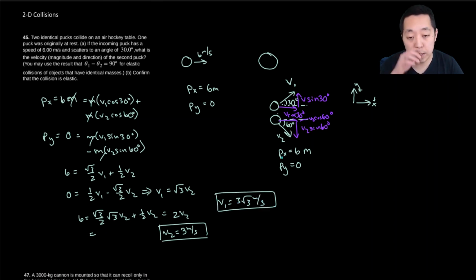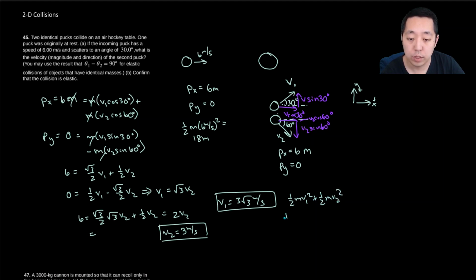Okay. Now to demonstrate that this is elastic, the energy must be equal, right? So the initial energy was 1/2 times m times 6 meters per second squared. That's 36. That's 18m. And then here, I would have energy of 1/2 m v1 squared plus 1/2 m v2 squared. That's 1/2 times m, v1 squared is 3 root 3 squared. That's 27 plus 1/2 m 9, and that's 36 times 1/2. That's 18m. Okay, so that confirms that it's elastic.